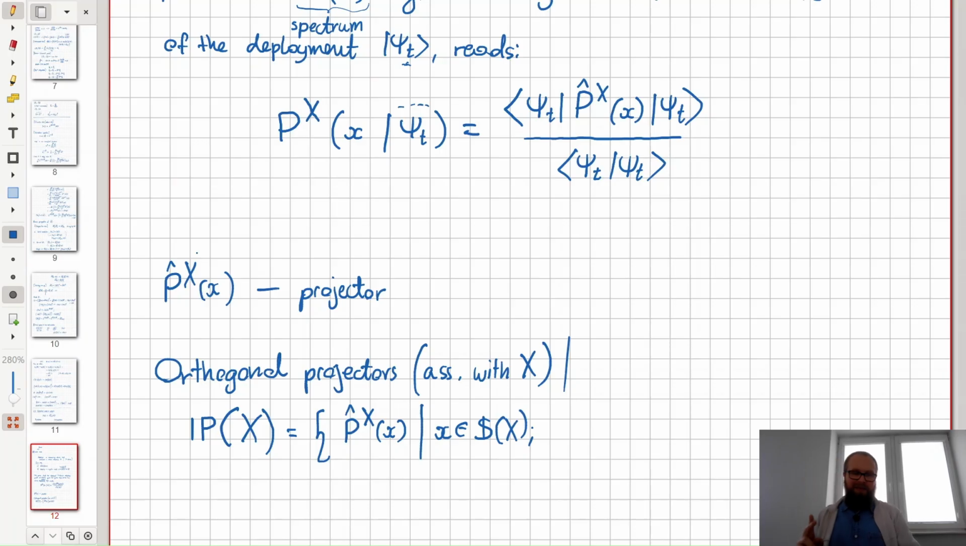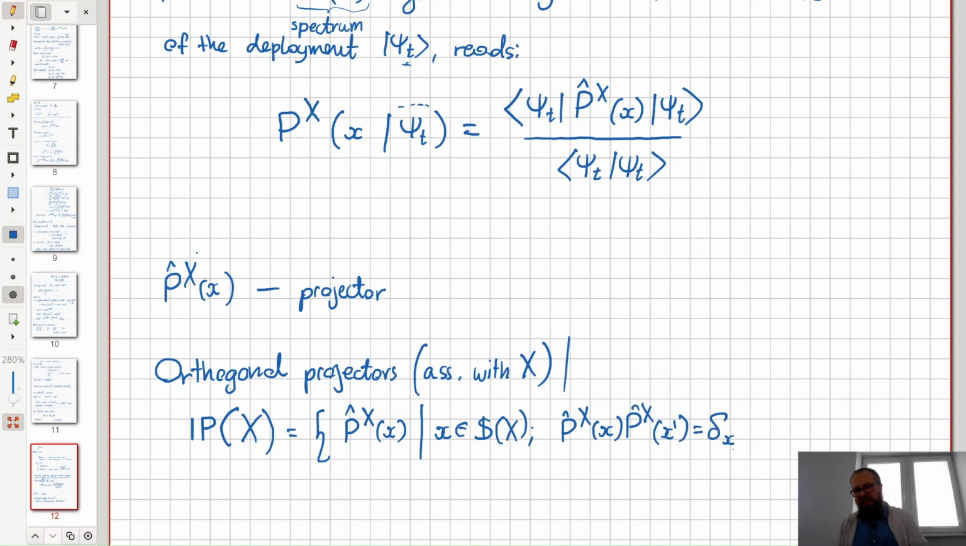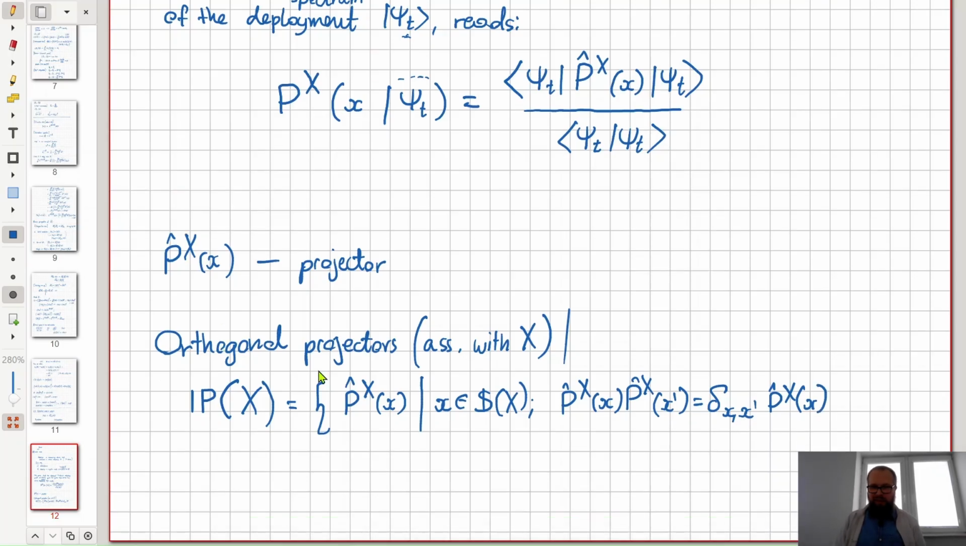So that's one condition. The second condition: P_x P_x' equals Kronecker delta x x' P_x. Okay, I will explain it in a second, because there is a third condition: the sum over all x in S of our projectors equals the identity operator.